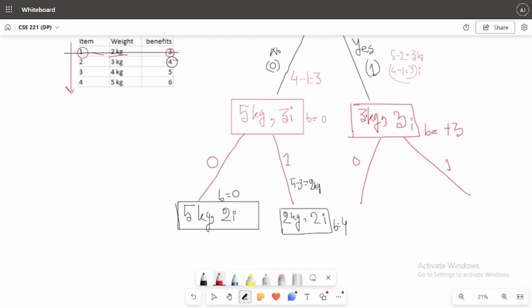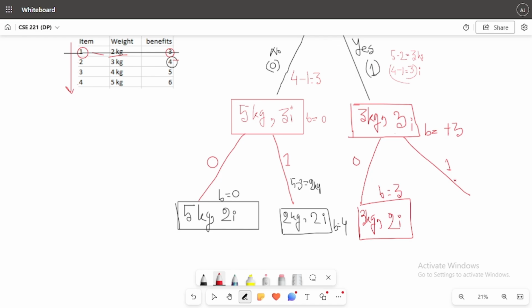Now if we don't pick the item from 3 kg, it will be 3 kg, right? As it will be constant. And what will be our item? It will be 2i. You know this, right? As we are not picking any item, our previous benefits will be plus, so it is obviously 0, and our previous item was 3, so 3.